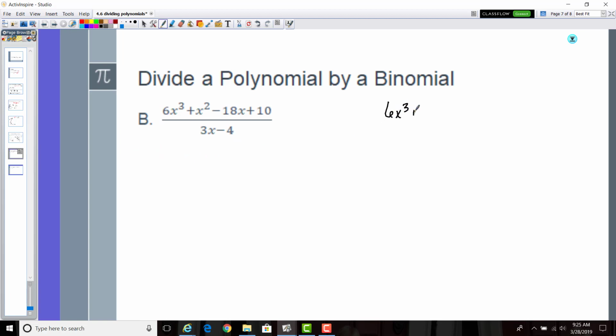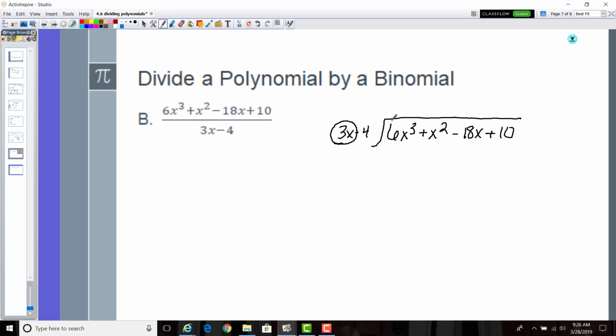6x cubed plus x squared minus 18x plus 10. I'm going to move that down so I don't get in the way of my words. 6x cubed plus x squared minus 18x plus 10, and that is going to divide by 3x minus 4. Okay, so again, we are concerned with this part of the divisor only.